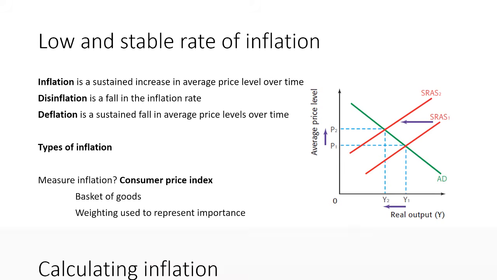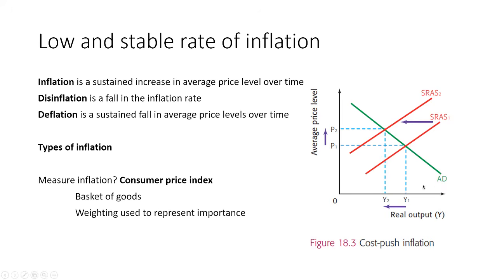And then we have demand-pull inflation, and this is when demand shifts out, which will then intersect short-run aggregate supply at a higher point, and hence increase the price level. That could be due to a change in any of the components of AD.